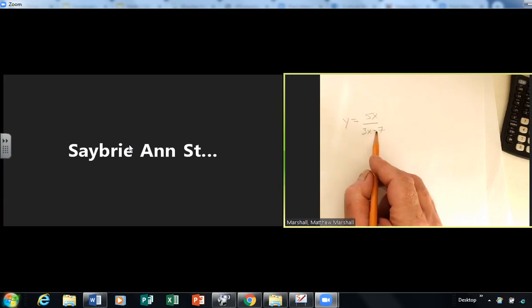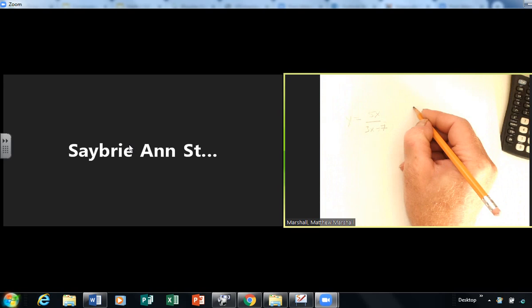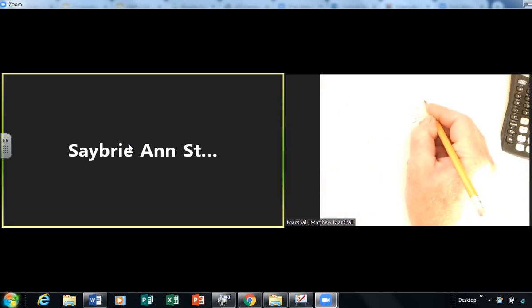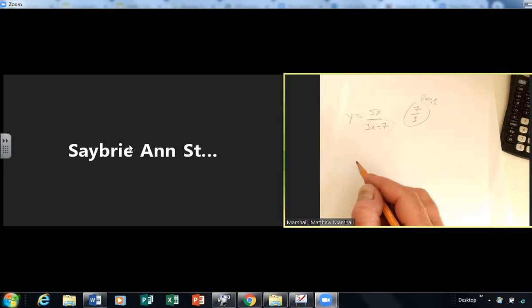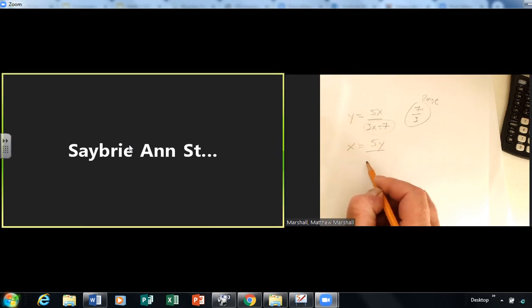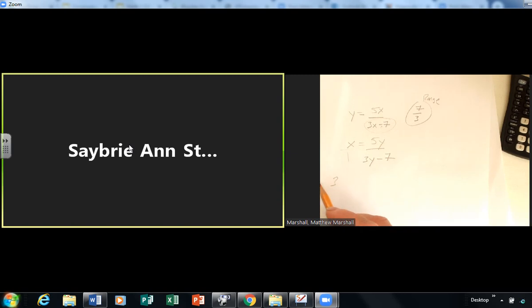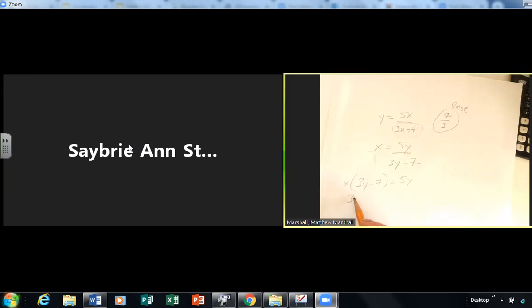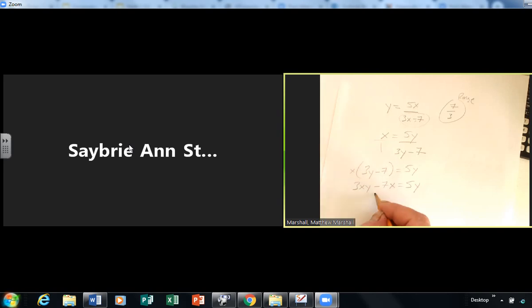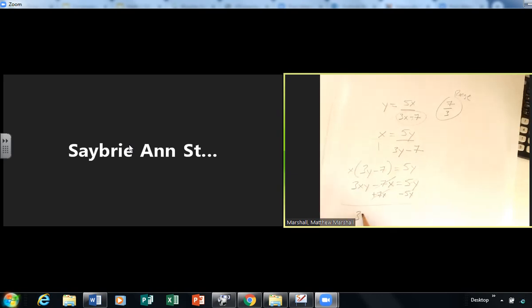So there's my original. So the range, looks like the range is gonna be 7/3. And then if I find the inverse, I do the old switch. So I took the equation, I switched where there's a y, I put an x, where there was an x, I put a y. I'm going to crisscross multiply. Gives me that. When I distribute, gives me 3xy minus 7x equals 5y. I'm going to add 7x and minus 5y. That's going to be my inverse operation, which gives me 3xy minus 5y equals 7x.